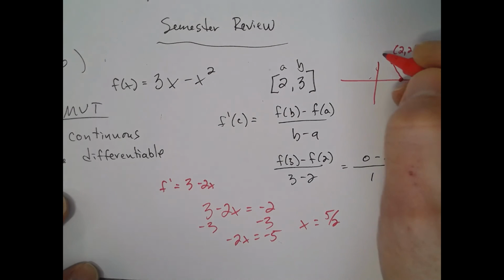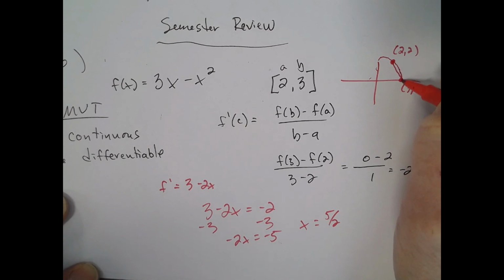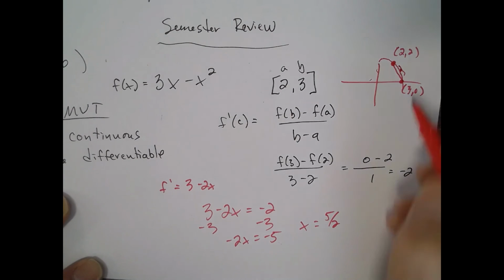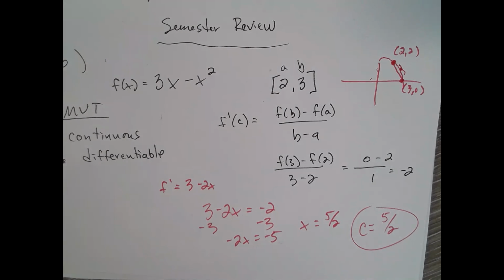At 5 halves, well, it's a parabola that kind of looks like this. So at that point right there is when the instantaneous rate of change is equal to the average. So c equals 5 halves. That's the only point that we found in the interval that supports the mean value theorem.